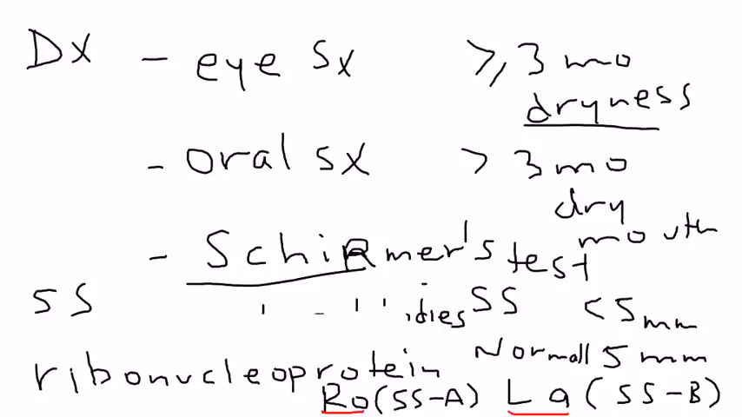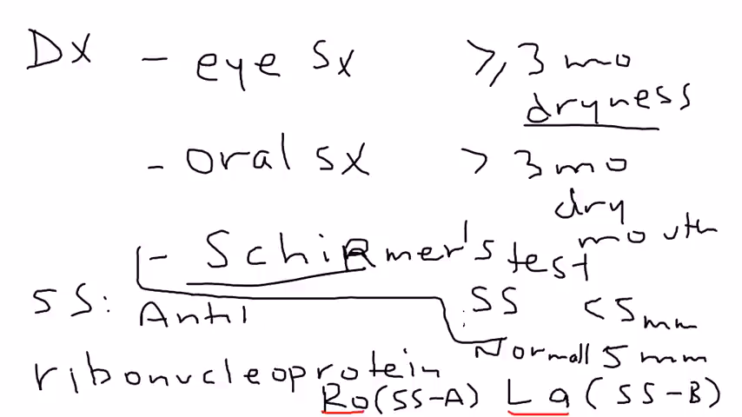Let me make sure you clearly understand. In Sjögren syndrome, they will test antibodies to ribonucleoprotein Rho and ribonucleoprotein La.